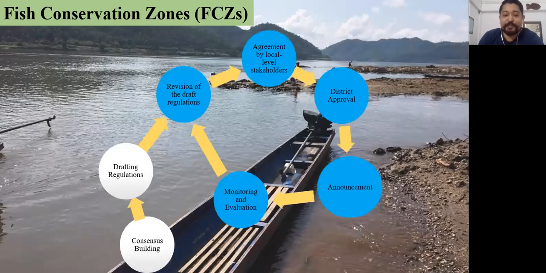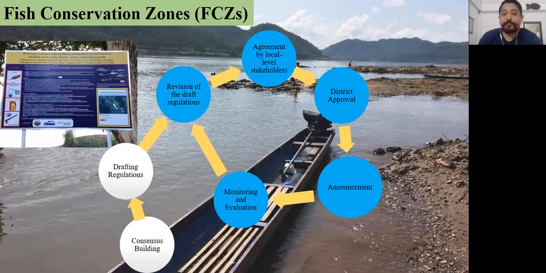And establishing FCZs involves a lot of effort, a lot of meetings and a time-consuming process, which starts with consensus building, followed by drafting regulations and their revision, and then agreement by local level stakeholders, district approval, and then announcement, which looks like this. And then monitoring and evaluation, and again, revision of the draft regulations, which means the 5 blue circles form a closed loop. And this model was prepared by the Department of Livestock, Fisheries, and WWF in 2009.